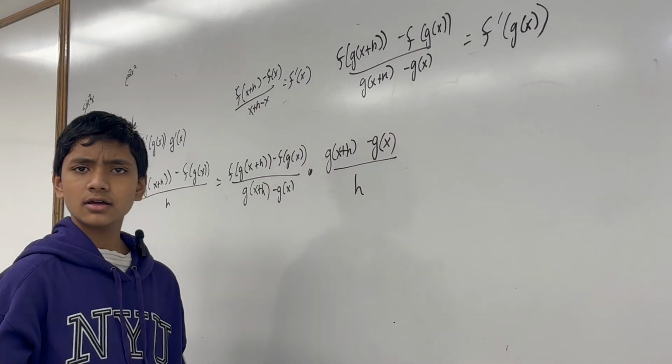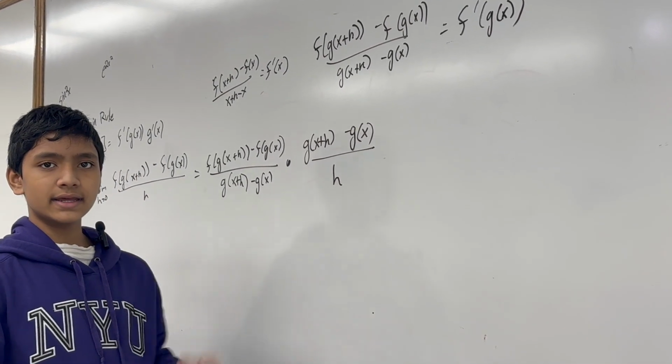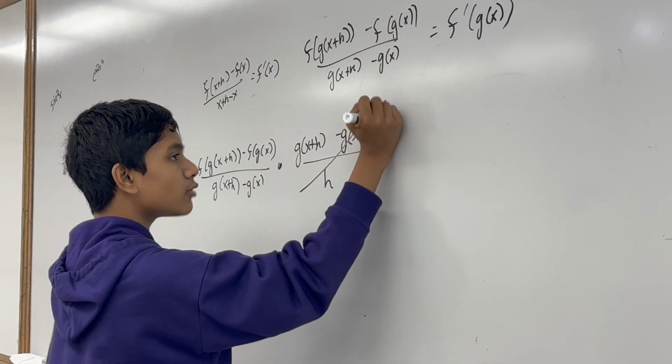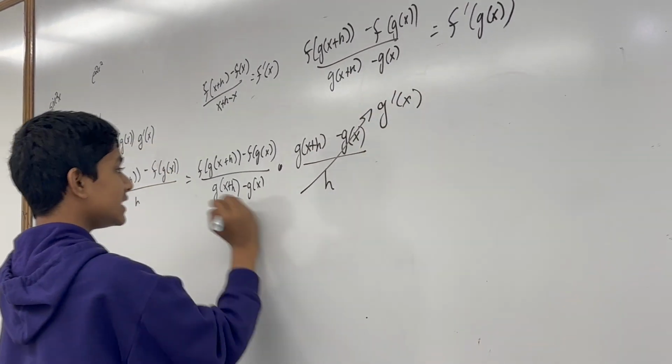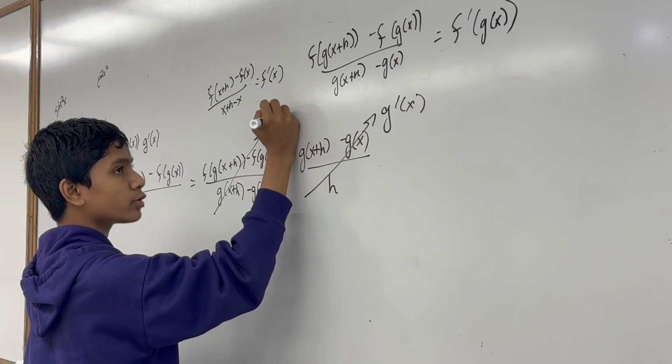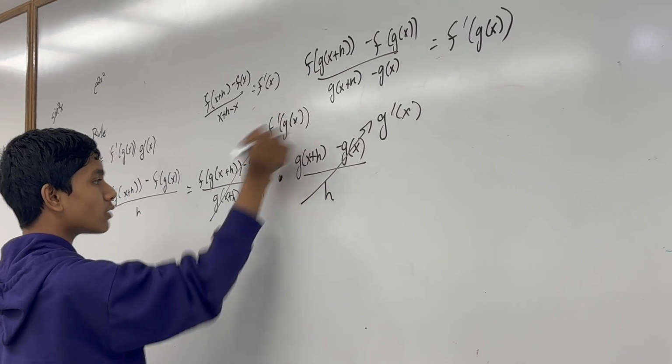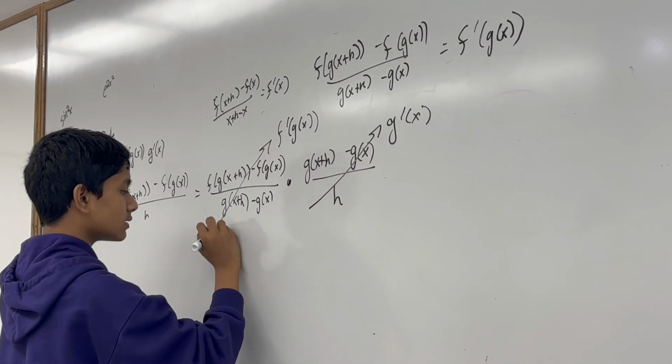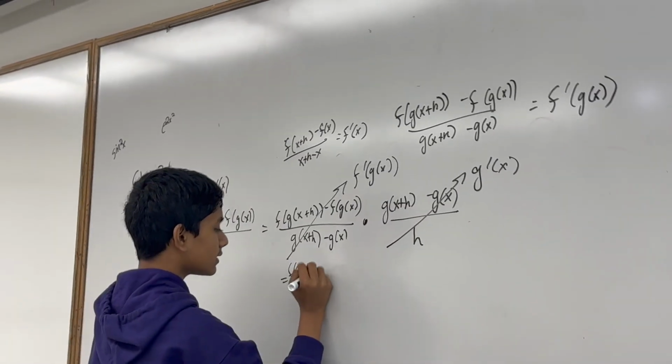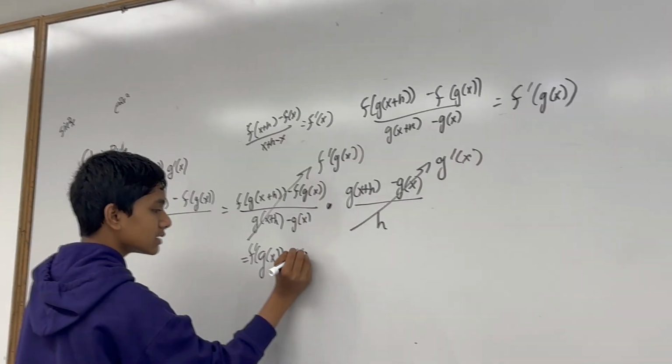But wait a second, we've coincidentally just created the exact definition of g prime of x, which means this is f prime of g of x, and this is g prime of x, which gives us f prime of g of x times g prime of x as our answer.